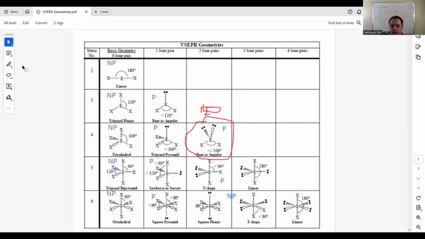And finally, this linear guy over here, same thing. This guy can be nonpolar if the X groups are the same, because the lone pairs cancel each other out, there's no distortion in the bond angle, and it can be a perfect 180 and be nonpolar. So all the ones with nonpolar, these can contain polar bonds but be nonpolar overall, which is pretty awesome. It's pretty impressive.